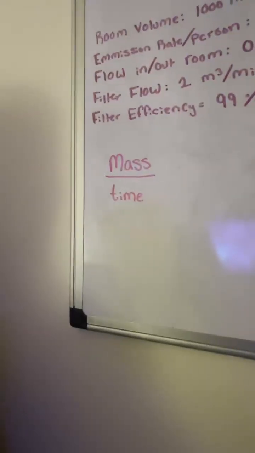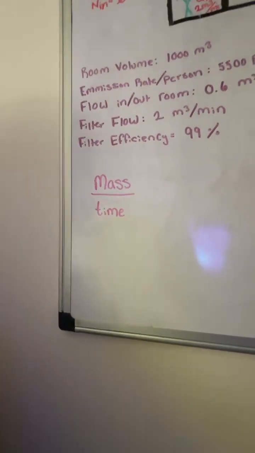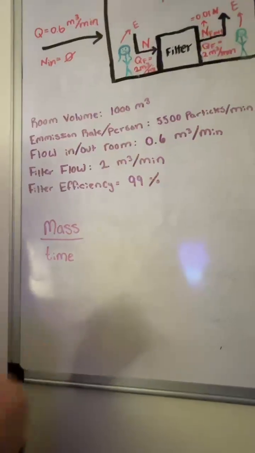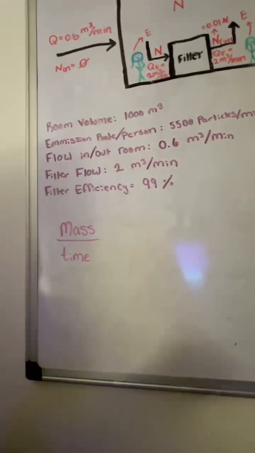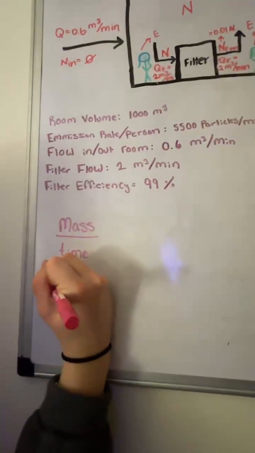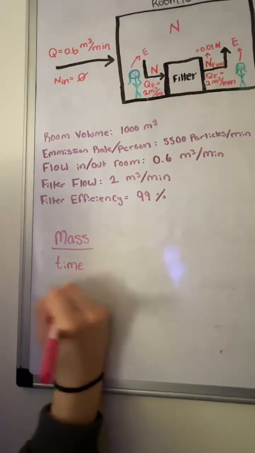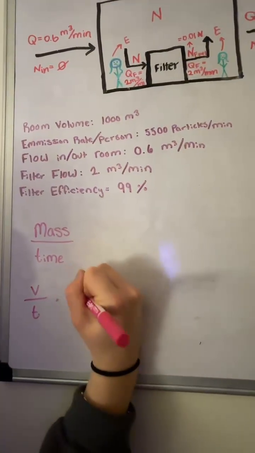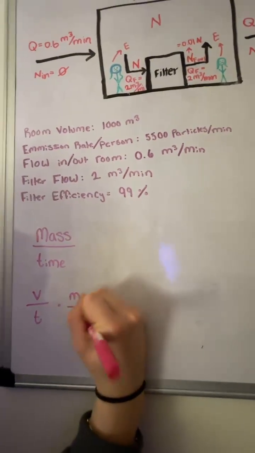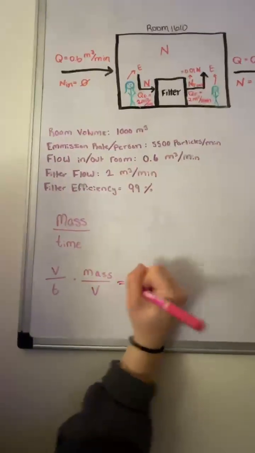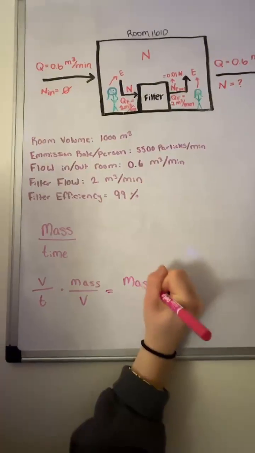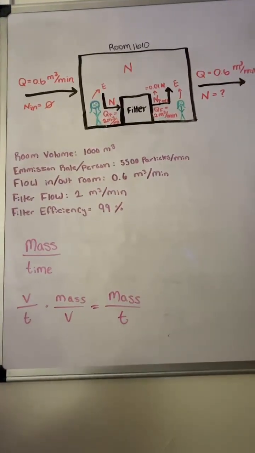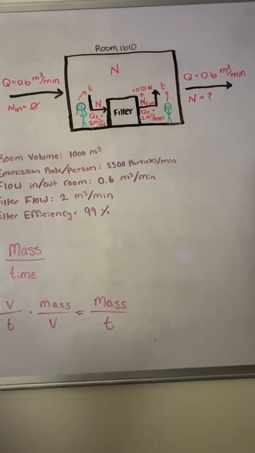Our emission rate is already in those units, so we don't have to multiply it by anything, but for our flow terms, we have to multiply by our concentration terms, or our N terms, because flow rate is in volume per time, and our concentration is always in mass per volume. So when you multiply those together, you get mass per time for the units for each term, which makes sure that when you solve the material balance, all your units cancel out.